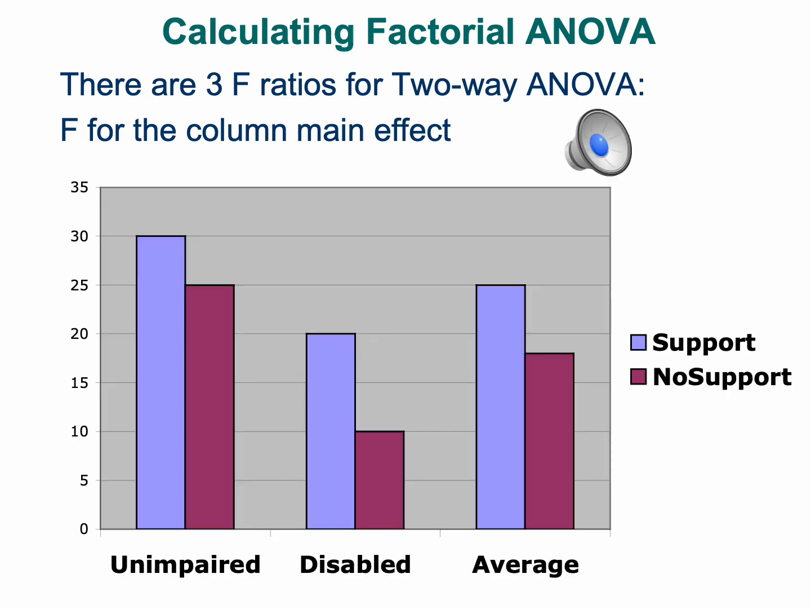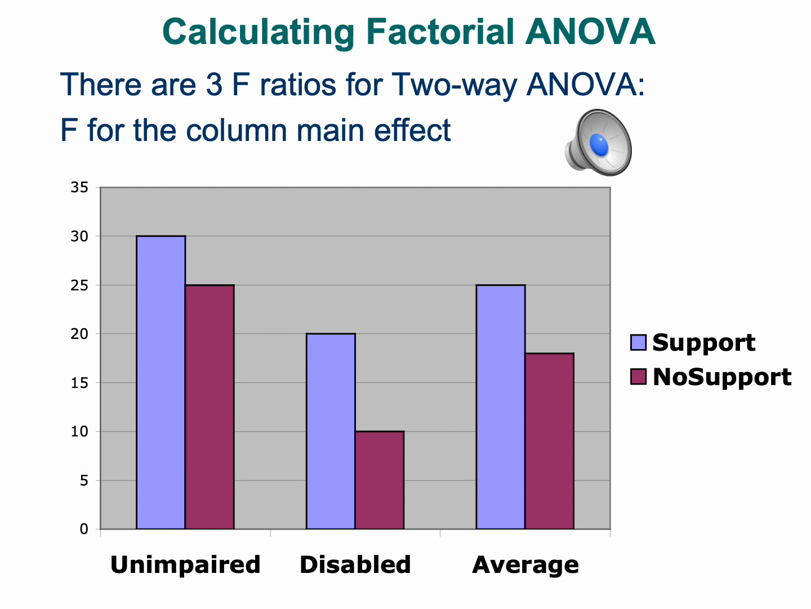And here we see the column main effect in graphic form. So we have the row main effect here as well in terms of the columns on the left there. So there you see unimpaired, where you have support, they have a 30. We have no support, they have a 25. If they're disabled, if they have social support, they have a 20 for the dependent measure. And if they have no support, they have a 10 for the dependent measure.